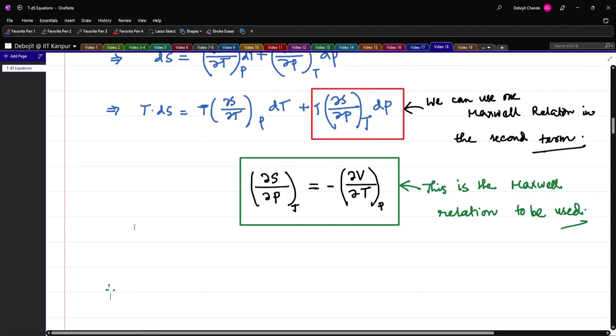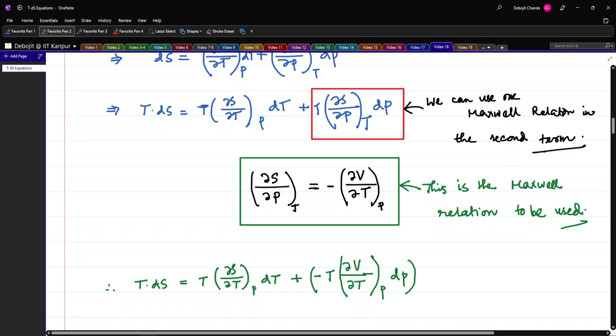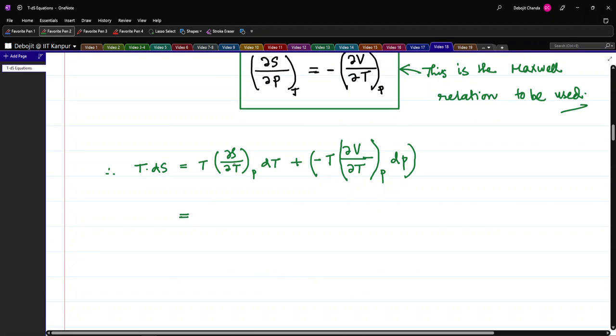So if you do this, then we will simply obtain that TdS equals T (∂S/∂T) at constant P dT minus T (∂V/∂T) at constant P dP. And in the equation, the first term again can be written as T (∂S/∂T) at constant P, which is equal to Cp.